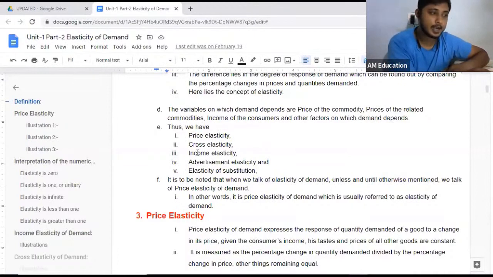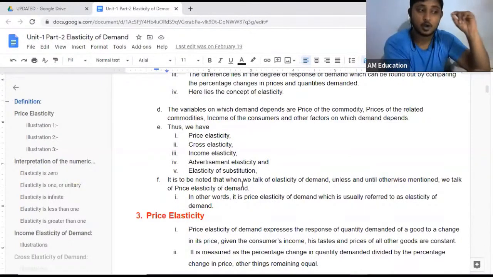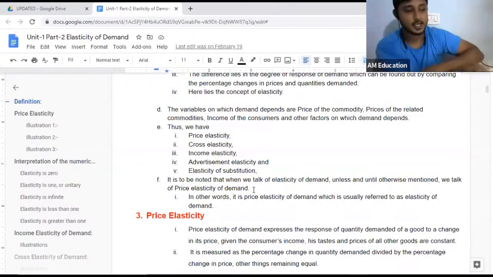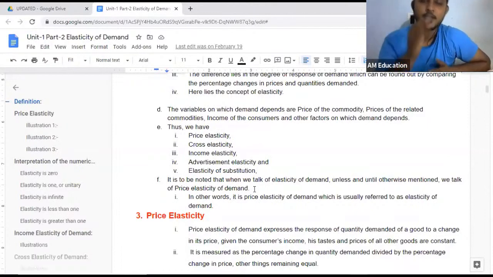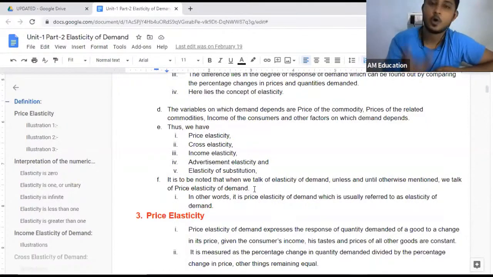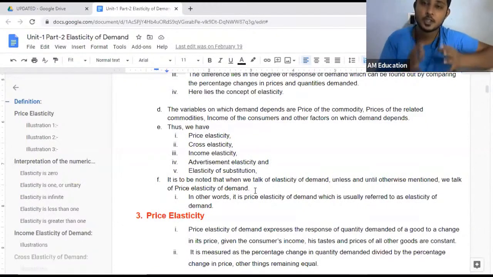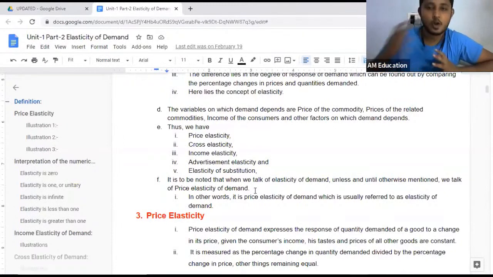And it is to be noted that when we talk of elasticity of demand, unless otherwise stated, we talk of price elasticity of demand. Please keep in mind that whenever we refer to elasticity of demand, we are generally referring to price elasticity of demand. That means how much the quantity demanded of a good responds to a change in its price.